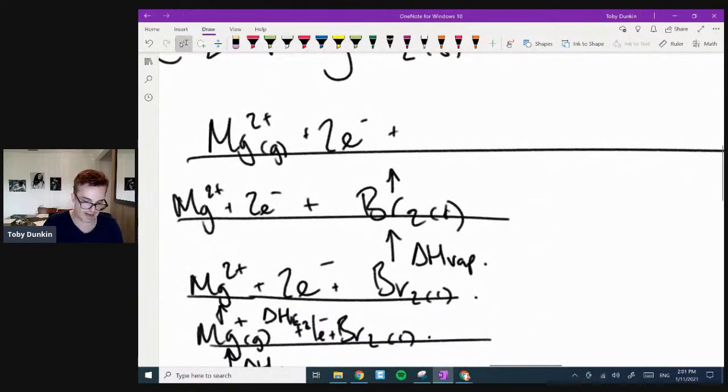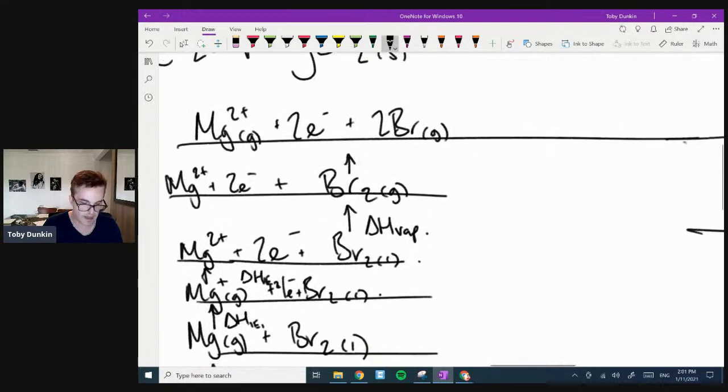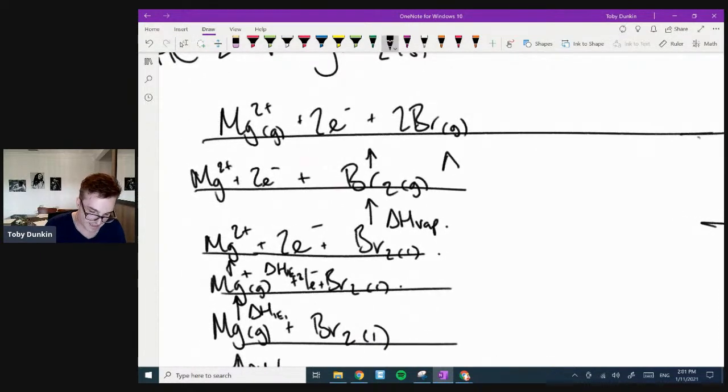There we go. So the bromine became a liquid. Now I need to split it up. And I'm going to get 2 bromine atoms at this point. Sorry, and that shouldn't be a liquid now. That would be a gas because I vaporized it. Now that one there is going to be the enthalpy of bond dissociation, 1 mole. The heat energy change when 1 mole of a bromine-bromine bond is broken to form its constituent elements, all under standard conditions.